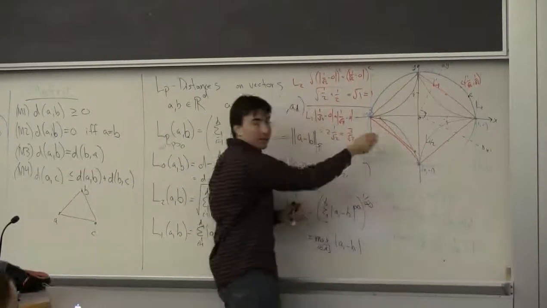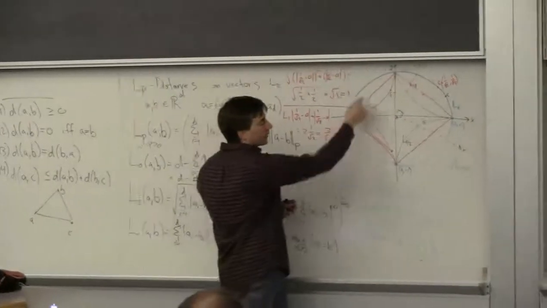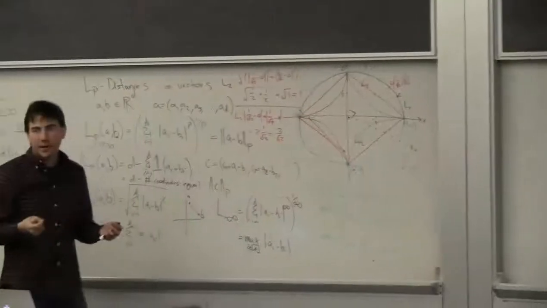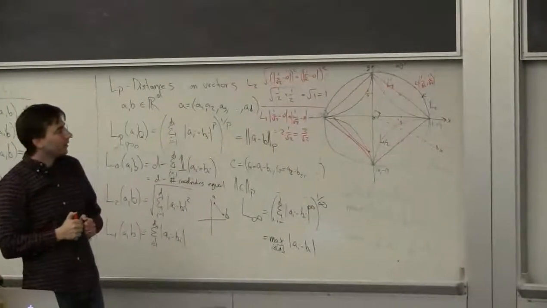It goes outside of the ball. That means it's not convex, right? But L1 is the smallest one, which is convex. And so this will be important.